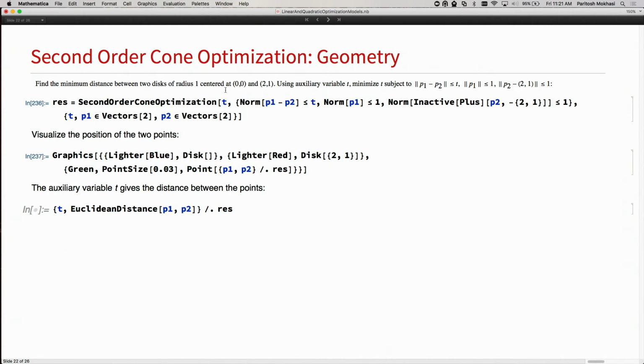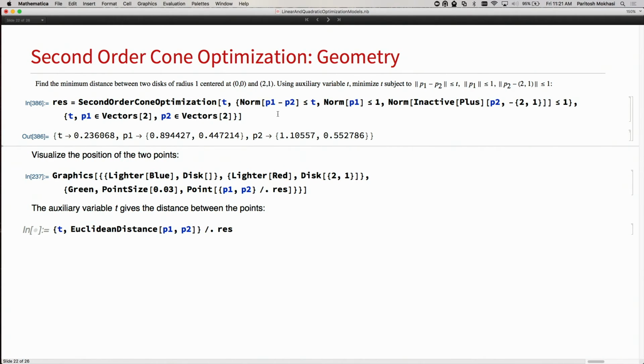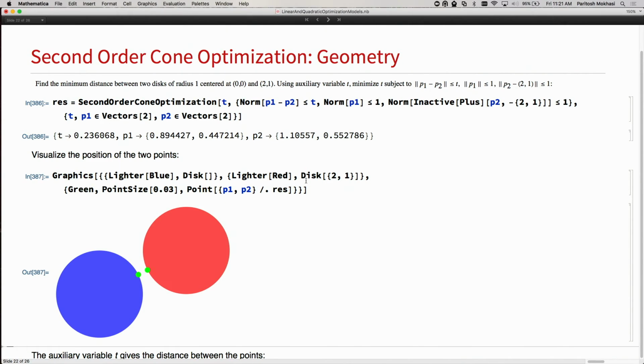Okay, I'm running a little short, so I'm going to jump to second-order cone optimization, which is basically minimize. Its objective function is linear, but its constraints have this norm in it. Okay. Jump to an example.